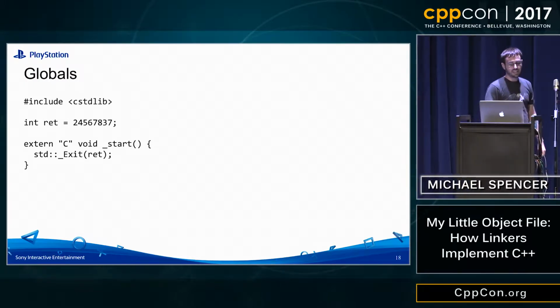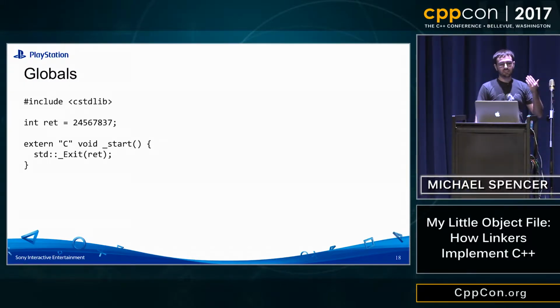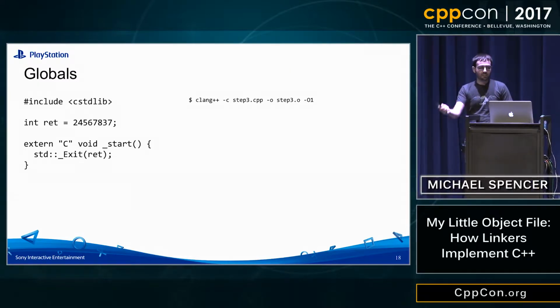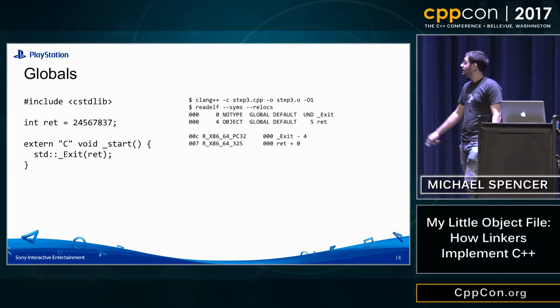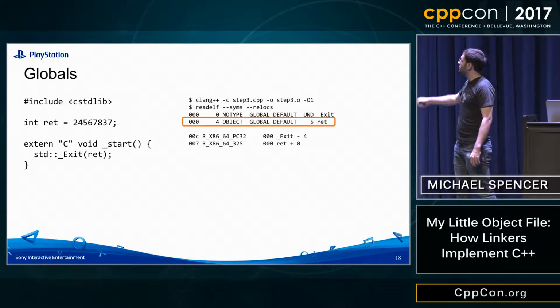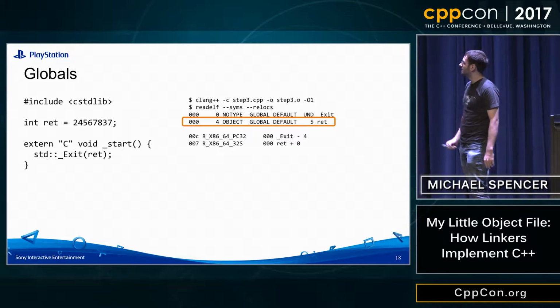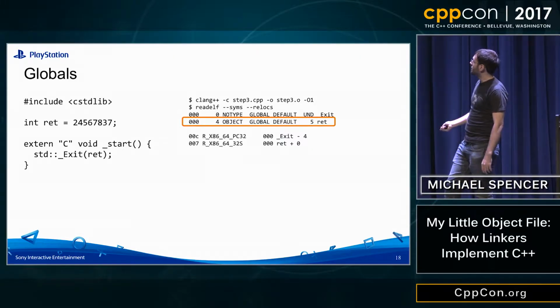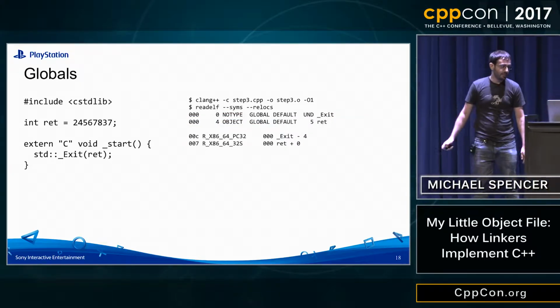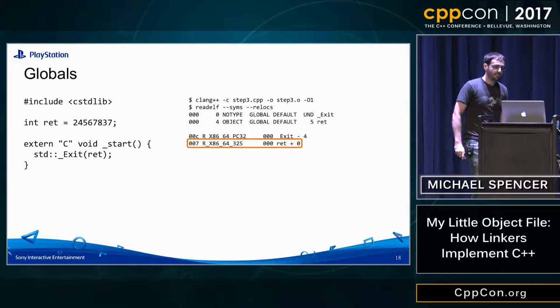Let's go a bit further, and let's make a global variable. Global variables are actually pretty simple. You'll compile it again and look at it. And so, additionally to our call to exit, we've got this new one, which does have a location. It's in section 5, which happens to be .data. It's also got another type of object. And we get another relocation into ret.